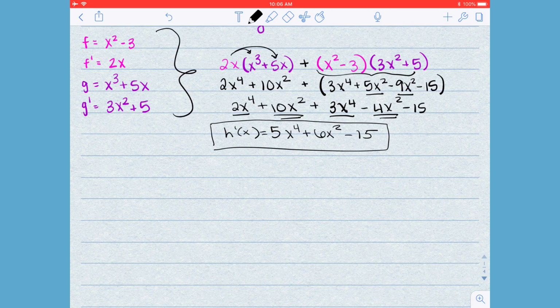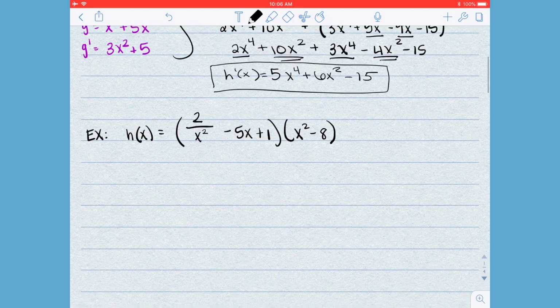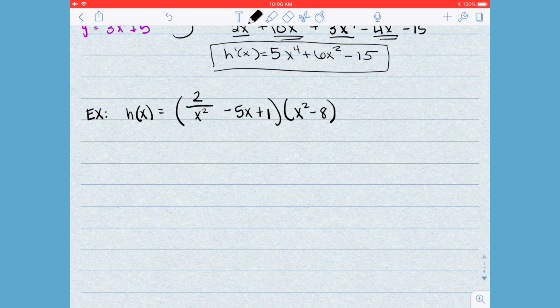All right, let's look at another example. Let's say that I give you some function, and that is going to be 2 over x squared minus 5x plus 1. And we're going to multiply this by x squared minus 8. So again, I'm going to want to identify my f function and my g function. So I'm going to identify my f function as this first function.